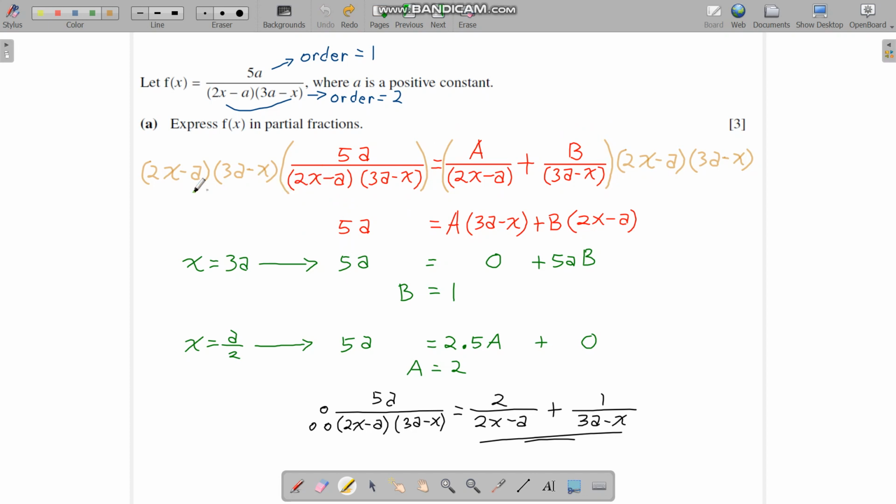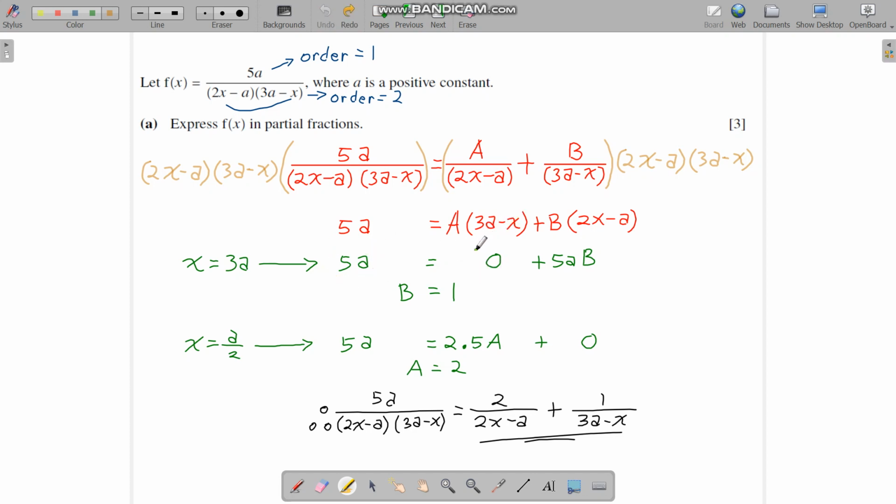Multiply by the denominator, cancel out, we have 5a. Multiply, cancel out, we have a times 3 minus x. Multiply, cancel out, we have b times 2x minus a. And we have to use x equals 3a if we want this 3a minus x to be 0, so we plug in 3a. There's nothing to plug in here because there is no x, so we just rewrite the constant, which is 5a on the left.